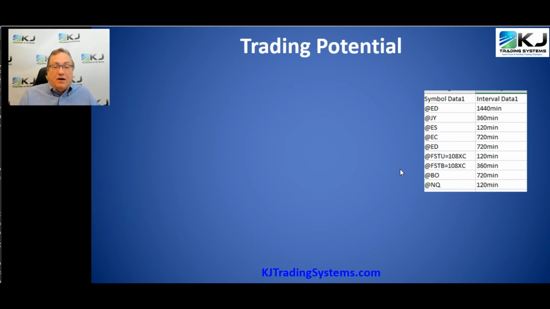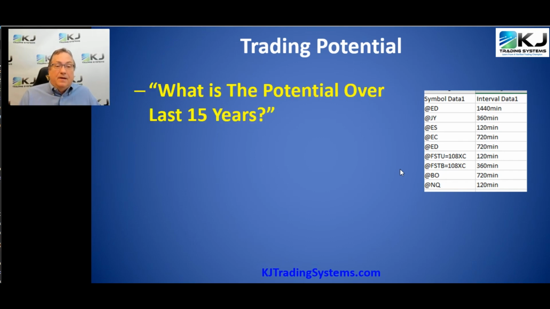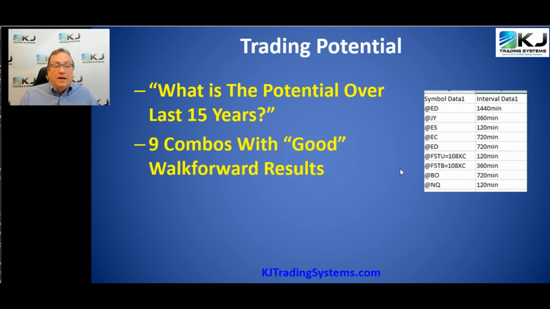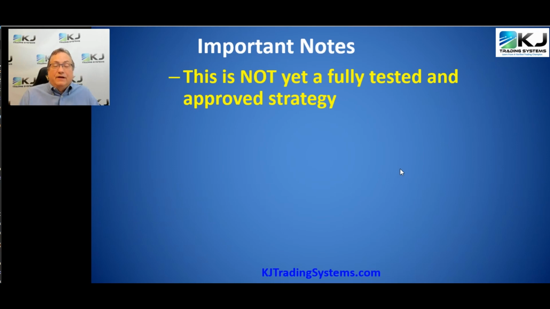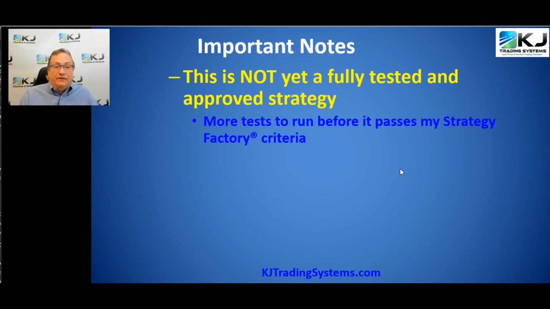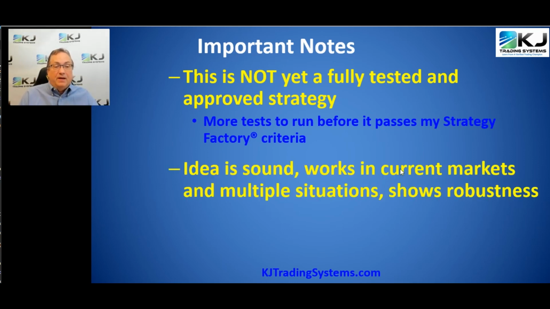Then if I look at what I call trading potential over the past 15 years, which is what I like more or less to test over, might be a little more, there's 9 combinations that look good, and they're listed right there. Not a fully tested strategy, so you will want to do some tests on your own. I have a couple more steps in my process that I always test before I approve a strategy, but in general, the idea seems pretty sound, so this would kind of be worth pursuing.